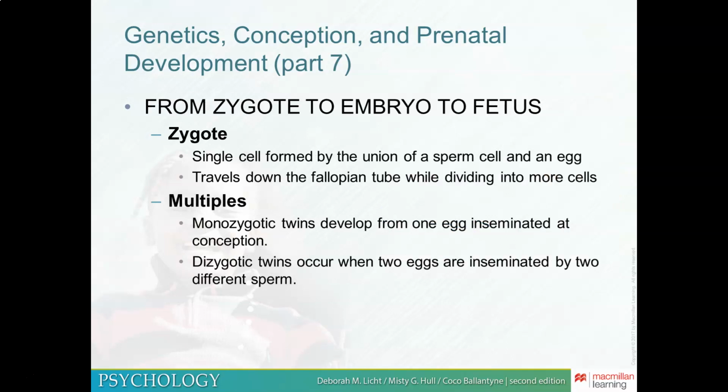A couple more terms that are really important to understand are zygote, a single cell formed by the union of a sperm cell and an egg. And multiples, which can be subdivided into monozygotic twins, which develop from one egg inseminated at conception, whereas dizygotic twins occur when two eggs are inseminated by two different sperm.